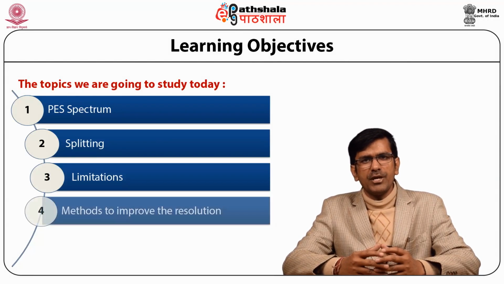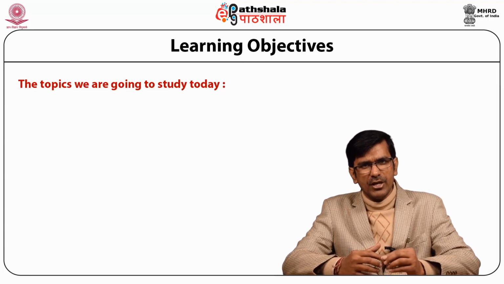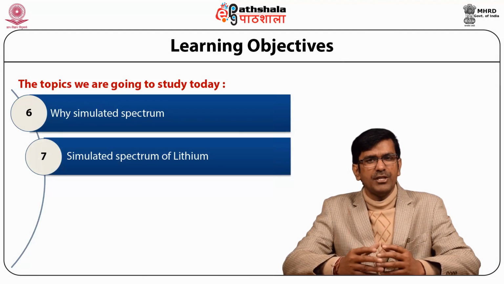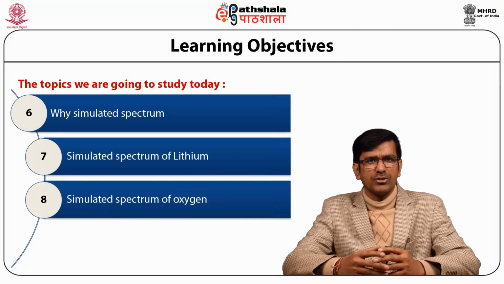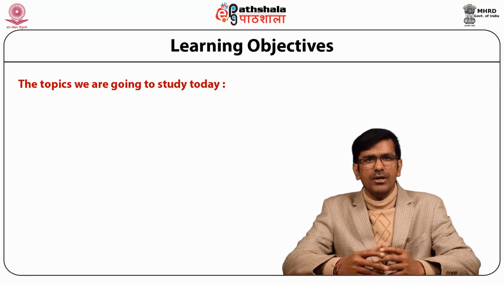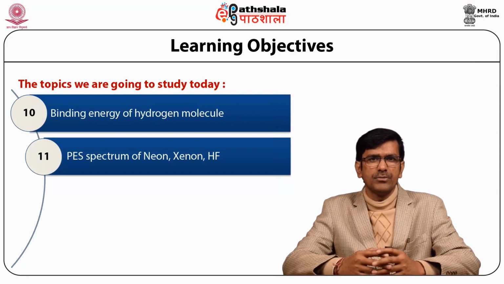Number 4 is the method to improve the resolution. 5th, information content in photoelectron spectroscopy. And the 6th, why simulated spectrum. 7th is the simulated spectrum of lithium, and 8th is the simulated spectrum of oxygen. 9th is data analysis. 10th is binding energy of hydrogen molecule. 11th is photoelectron spectra of neon, xenon and hydrogen fluoride.